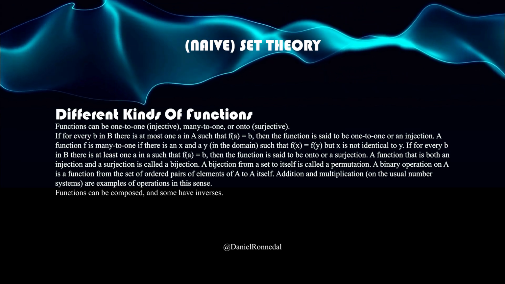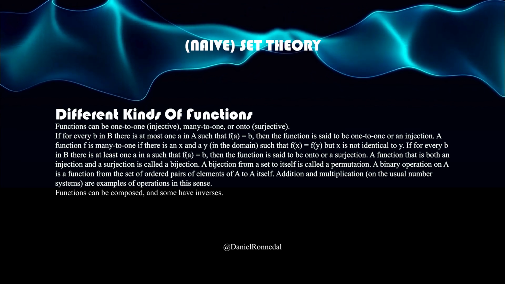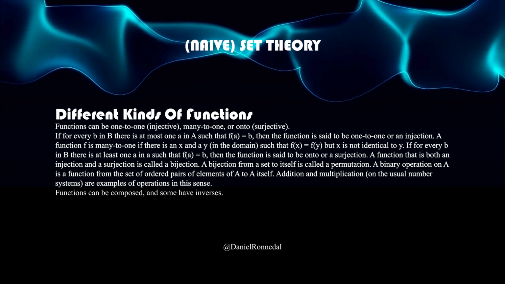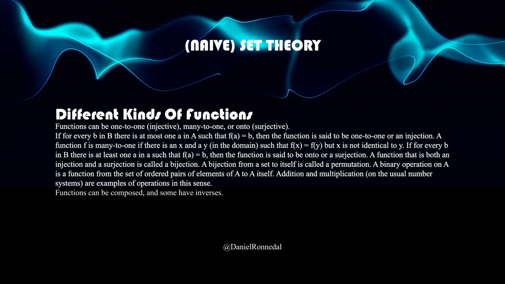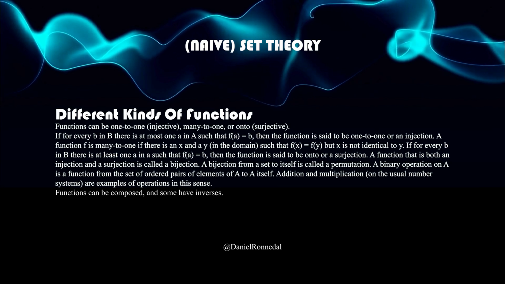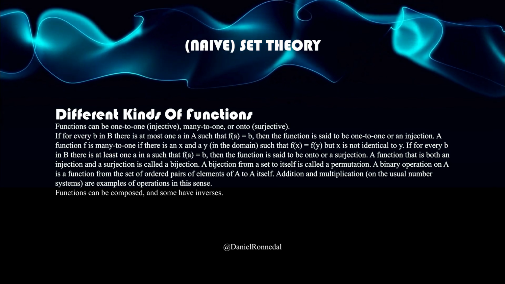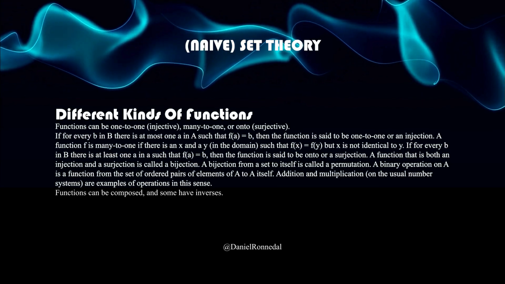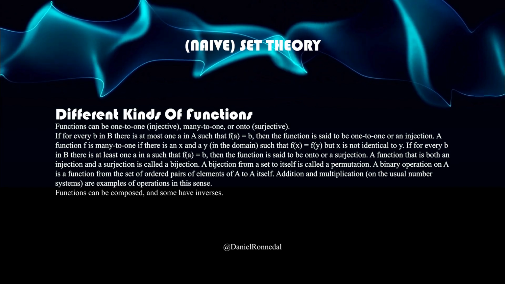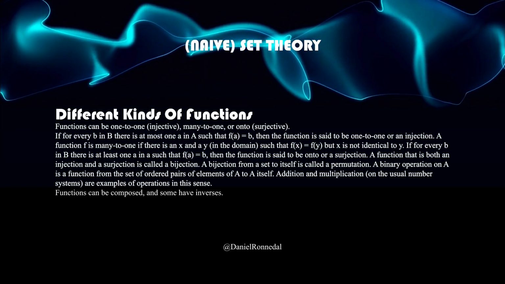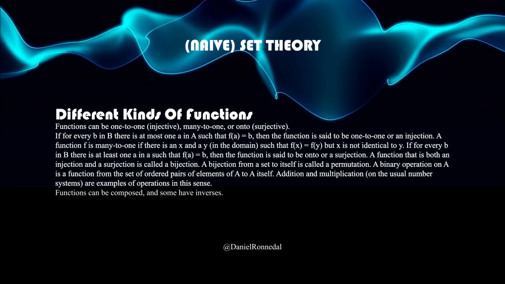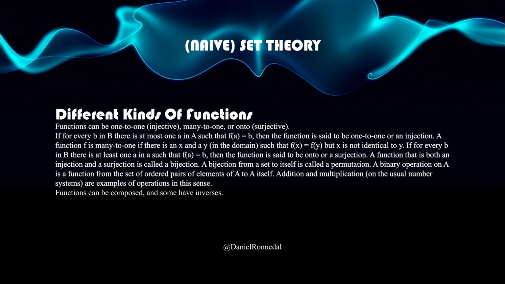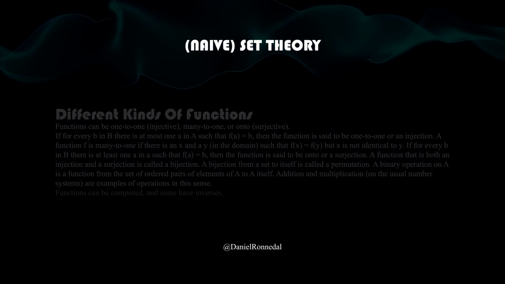A function that is both an injection and a surjection is called a bijection. A bijection from a set to itself is called a permutation. A binary operation on A is a function from the set of ordered pairs of elements of A to A itself. Addition and multiplication on the usual number systems are examples of operations in this sense. Functions can be composed and some have inverses.